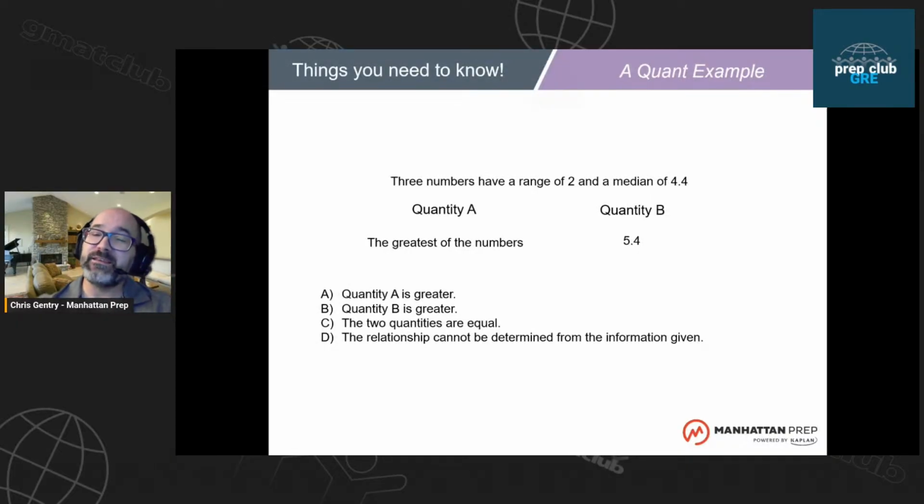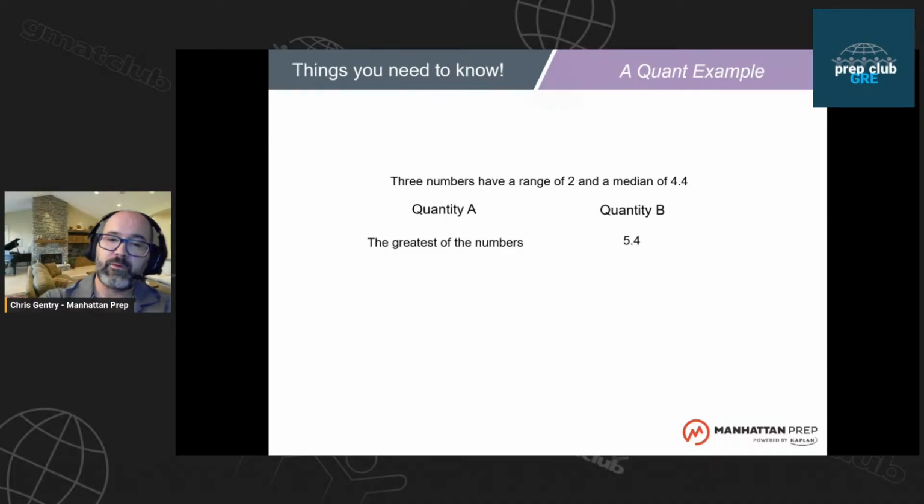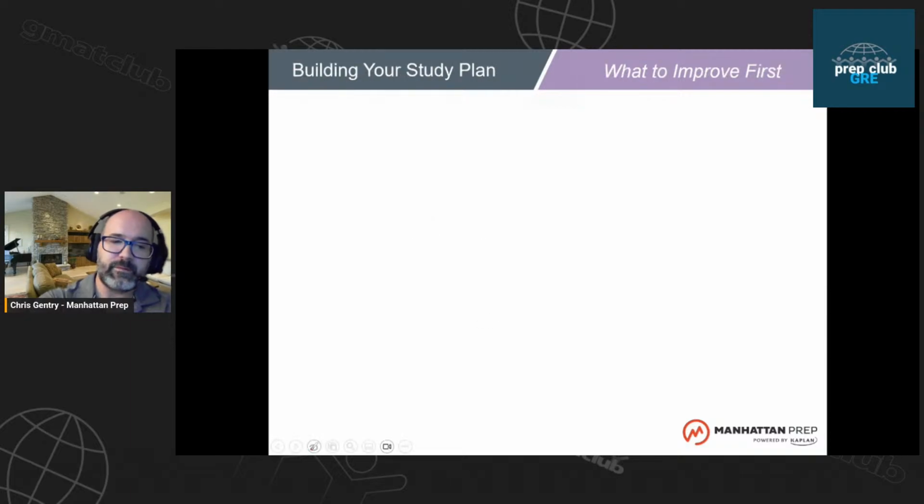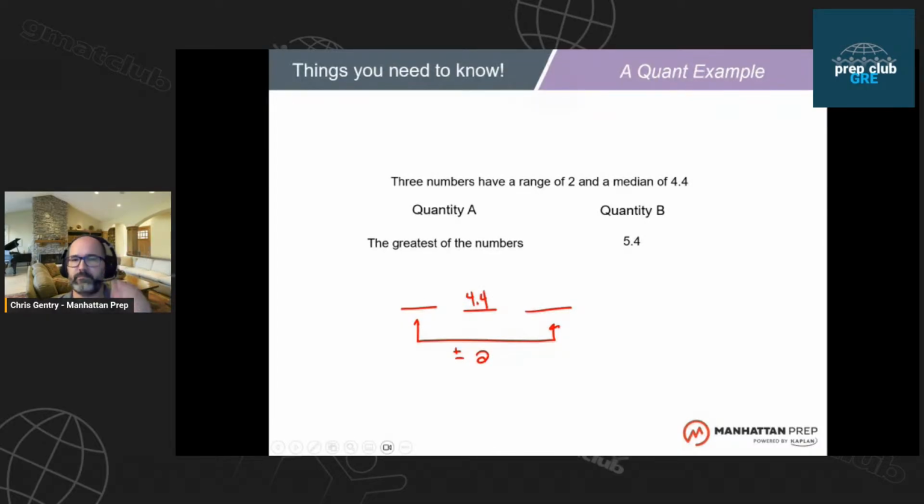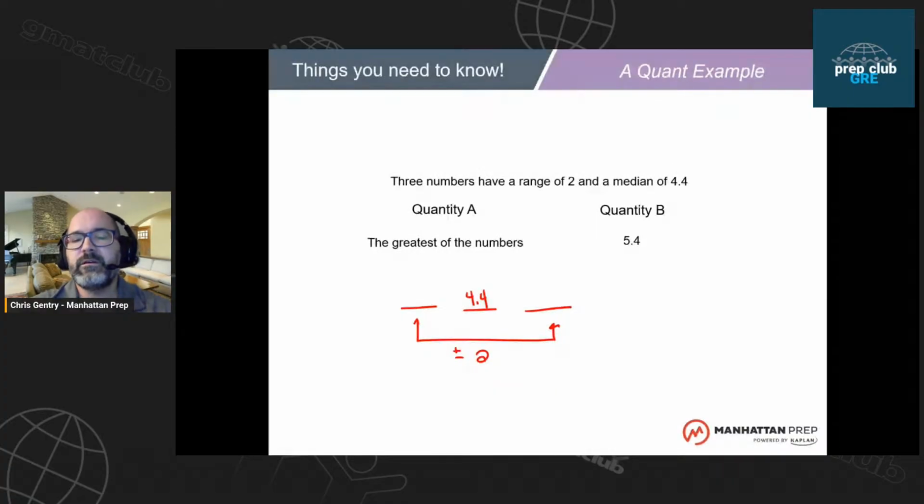And so what we have is this idea that we have 3 numbers, and I would go ahead and just shape it out here. 3 numbers. Let me get my pen tool back. And I know that they have a range of 2. They have a median of 4.4. Now, interesting about statistics. The number on the left cannot be higher than the middle number.